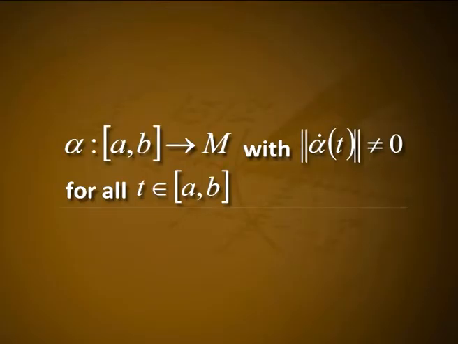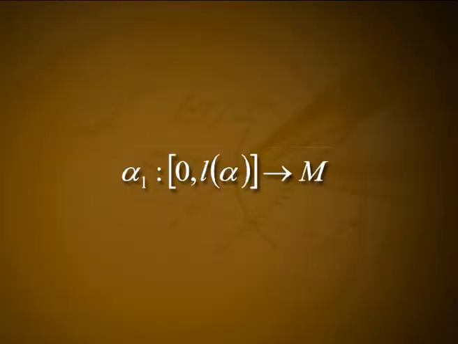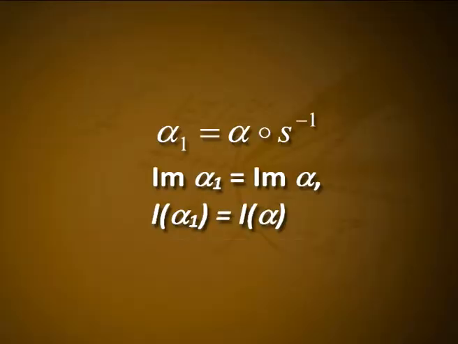Note that given any curve α from [a, b] to M with the norm of α'(t) not equal to 0 for all t in [a, b], a new curve α1 from the closed interval [0, L(α)] to M parametrized by arc length is obtained by setting α1 equal to α∘s^{-1}. Then the image of α1 is equal to the image of α, and L(α1) is equal to L(α). Also note that the concept of arc length extends to broken C^∞ curves α since the norm of α'(t) is defined at all but a finite number of points.